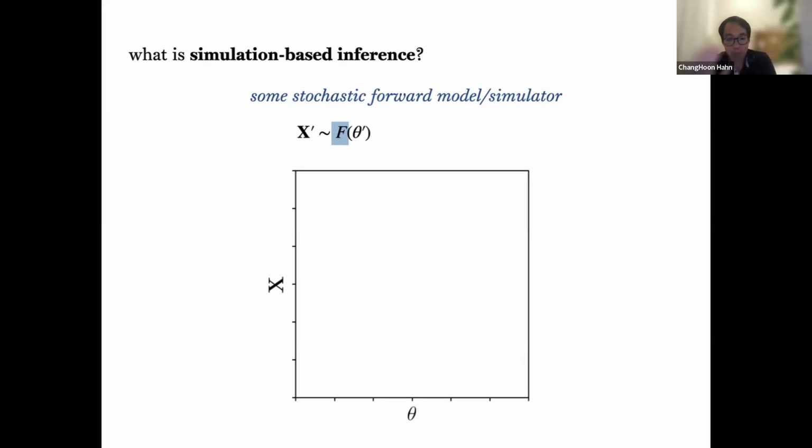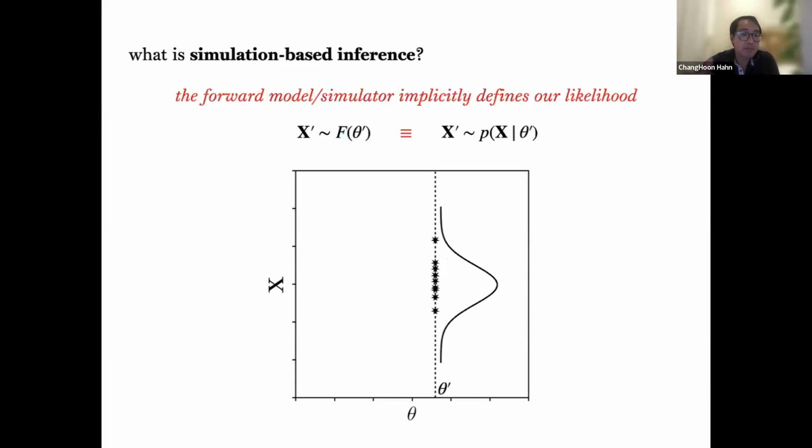If we have just this forward model or simulator, one of the things we can do is pick some theta prime here, run our forward model, generate a sample, generate a couple more, and keep repeating this process. Then this distribution that you get with all of these simulations is actually the likelihood. So really, if you have this forward model or simulator, this implicitly defines our likelihood. And simulation-based inference takes advantage of this.